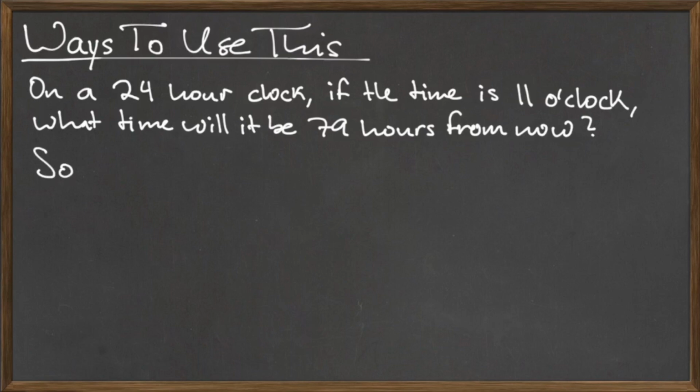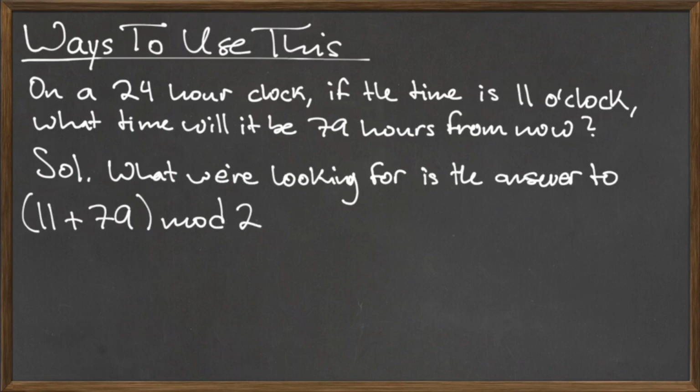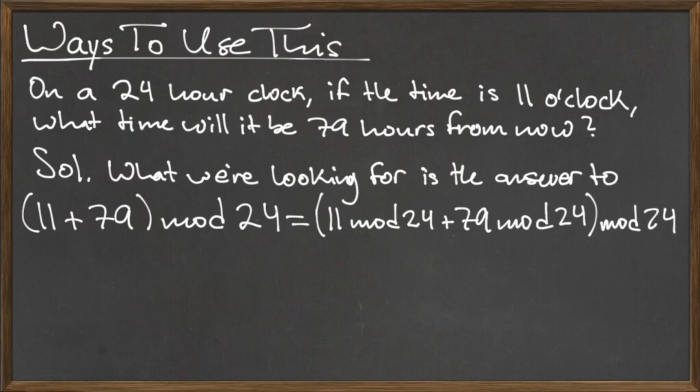So, we can begin our solution with the expression (11 + 79) mod 24. To simplify this expression, we will take advantage of the properties of the mod operation, which we covered in a previous video. The quantity (11 + 79) mod 24 can be rewritten as the quantity (11 mod 24 + 79 mod 24), all mod 24.